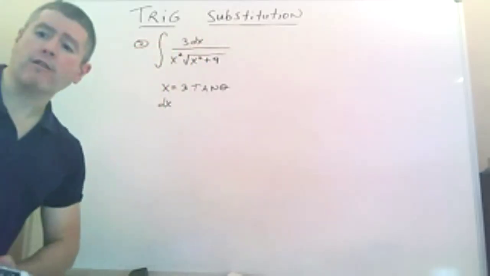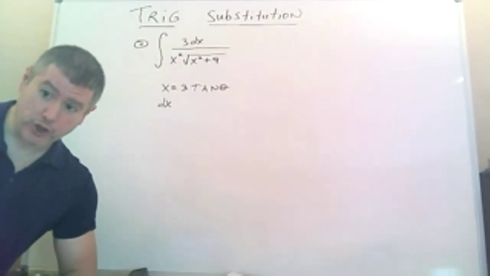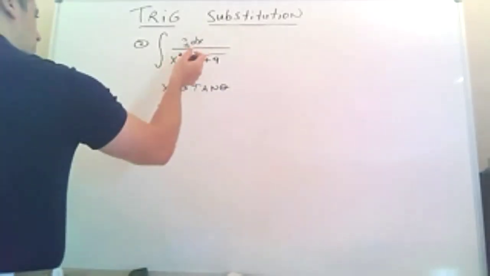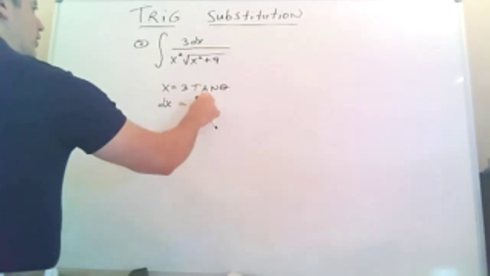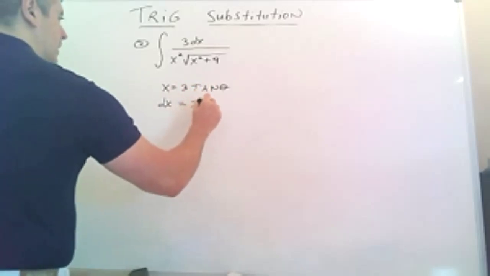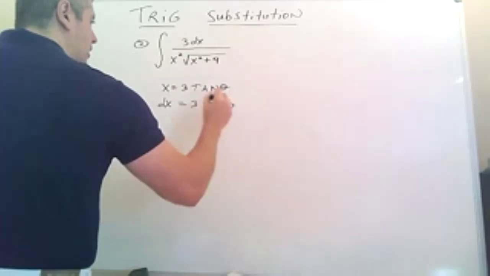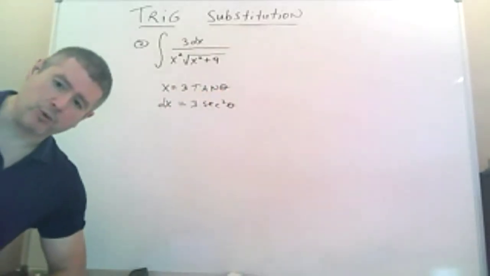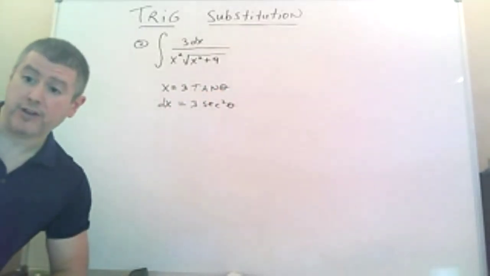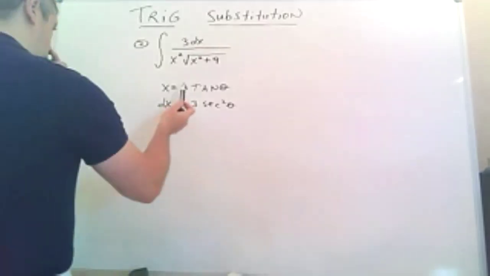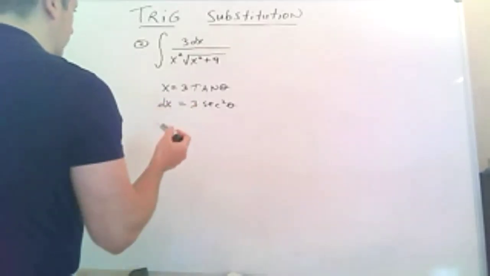Again, I wrote the dx on the top of the fraction for your convenience. So you're going to replace that dx with the derivative. So the derivative of tan is our buddy secant squared. And remember, we're changing variables. We cannot use x anymore. We have to use theta. Okay, so the derivative of tan is secant squared. And there's a 3. The 3 is a constant, just goes along for the ride.